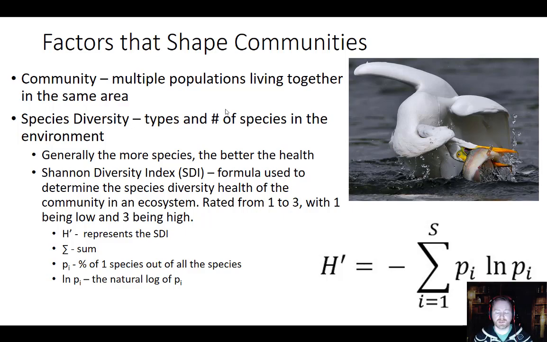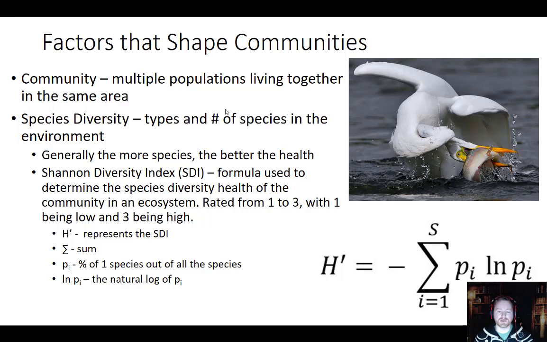One of the first things that we look at whenever we want to study a community is what's called the species diversity. Just what are the types of species living in the area, and how many of them are there? What's the number of species and what's the number of individuals of each species? That's some of the first information we would need to collect. We'd also want to collect the same stuff from population data: the number of individuals, their density, and how they're spread. But with species diversity, generally the more species that we have, the better the overall health of that particular community.